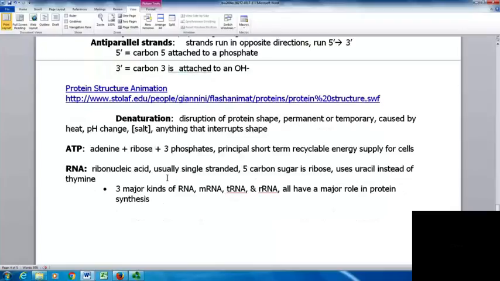ATP, this is going to be your adenosine triphosphate. It's made up of adenine, ribose, and 3 phosphates. This is the principal short-term recyclable energy supply for cells. You can think of it being like the energy currency.